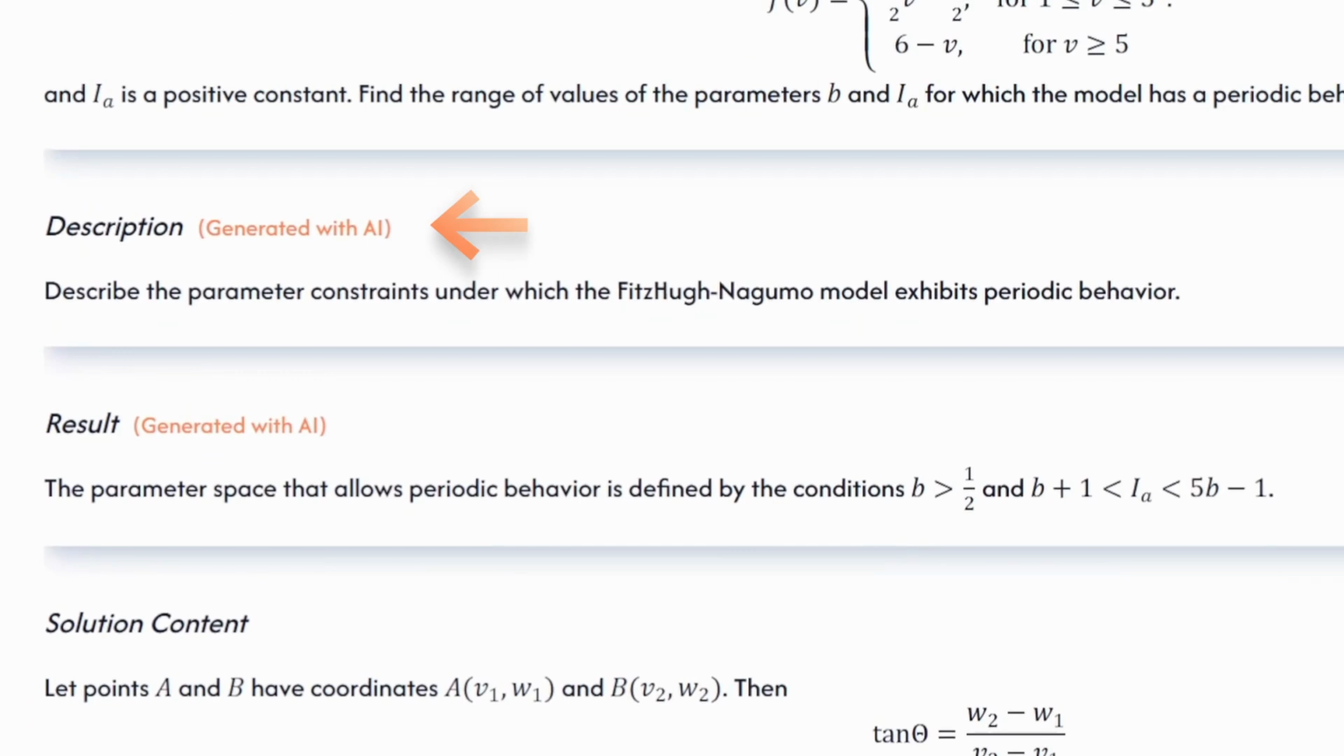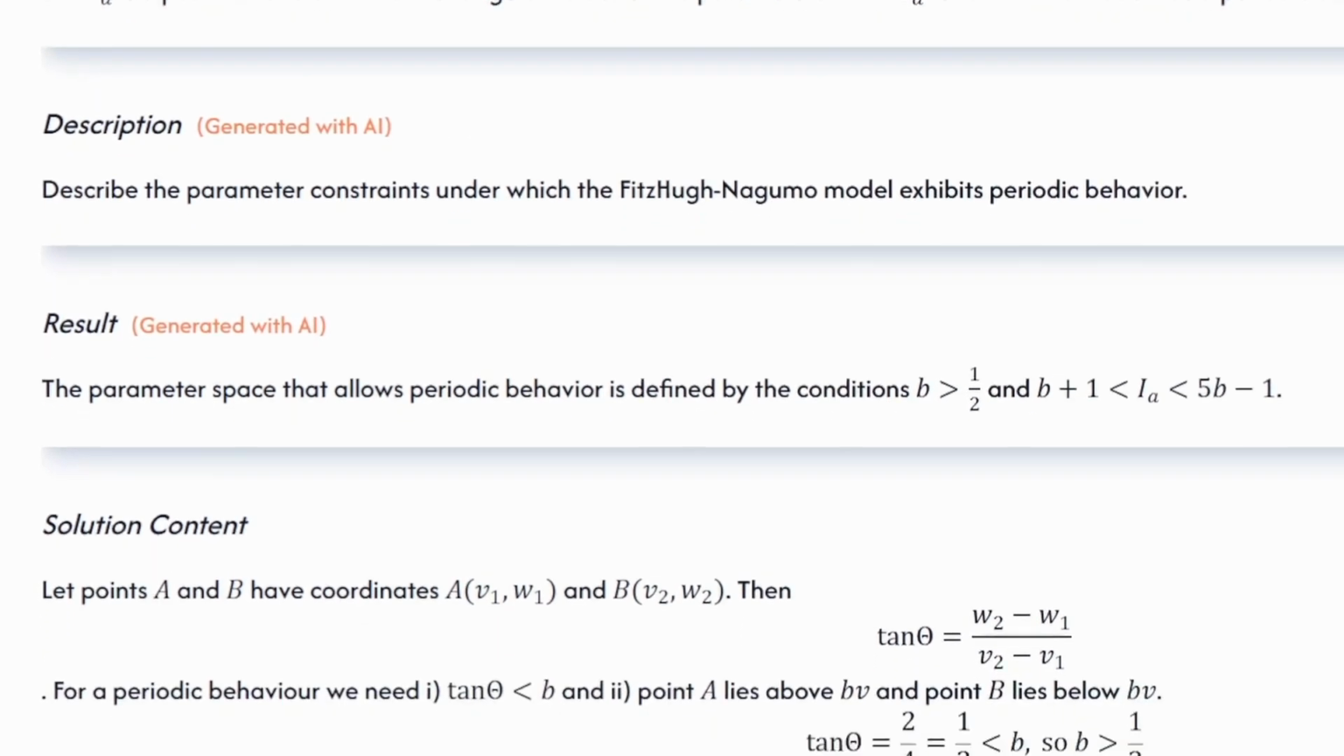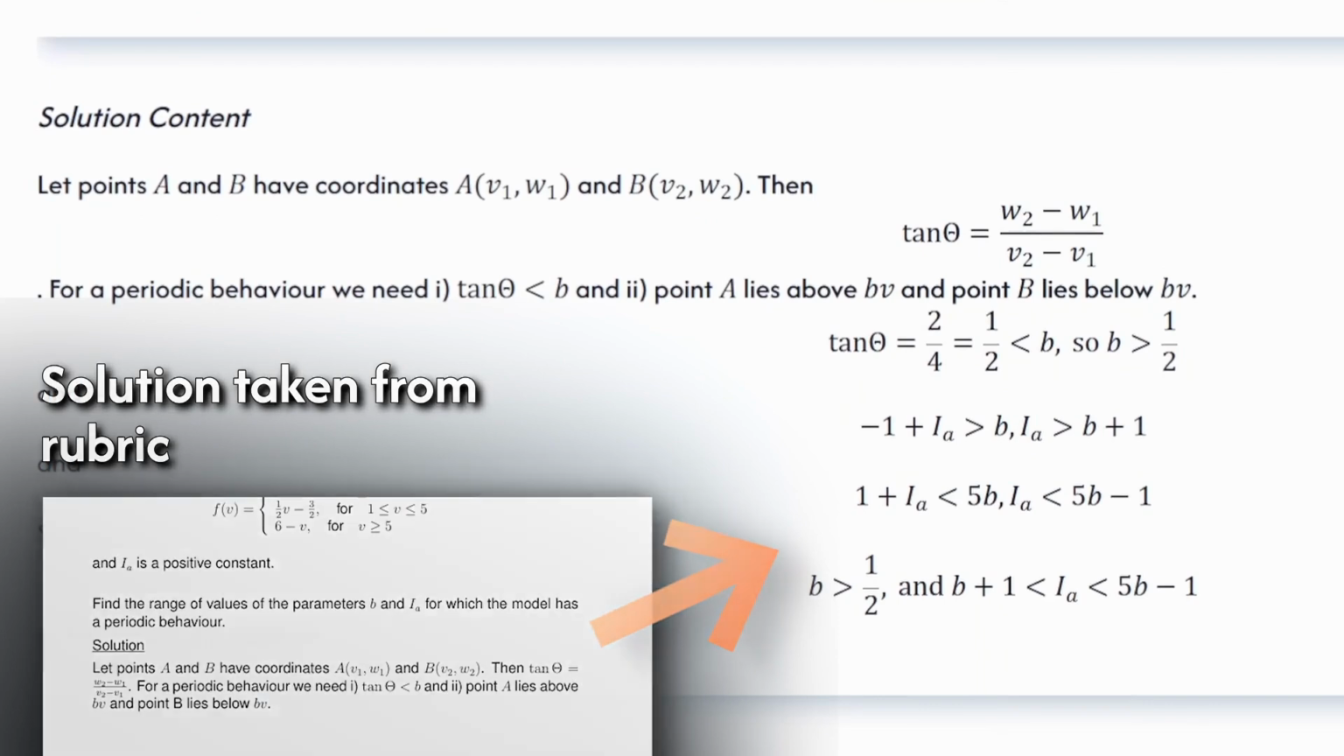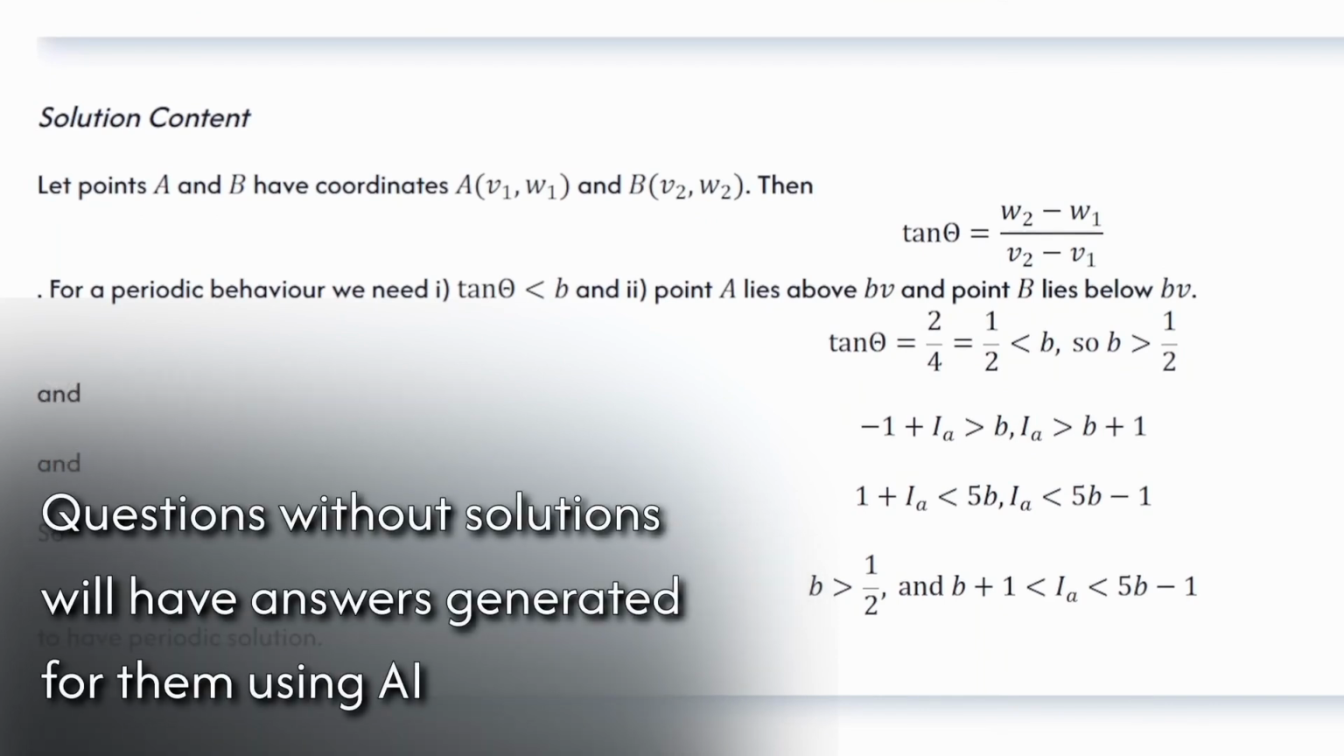The description section summarizes what the question is asking, and the results section offers a simplified final answer to the question. Below that, you can find the solution content, which has been read straight from the rubric, or automatically generated by GoodPoint if your rubric did not contain solutions.